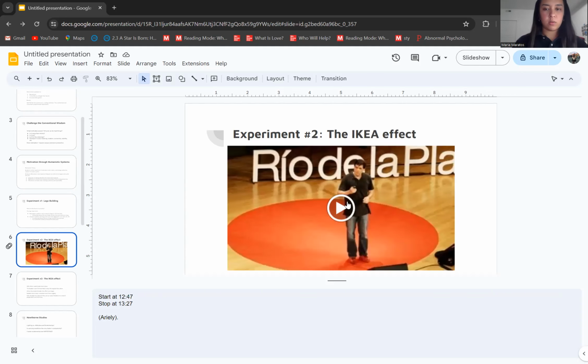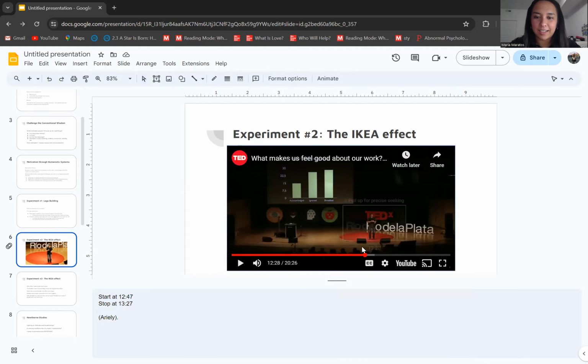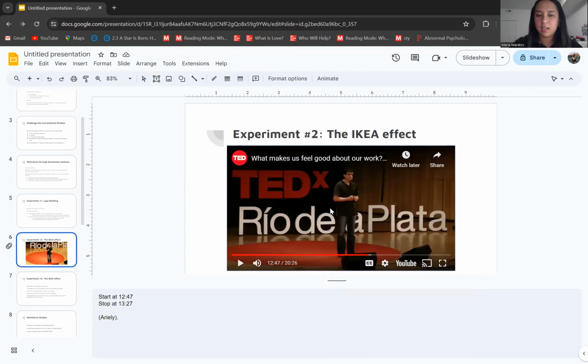And the other experiment went over the IKEA effect, and just an introduction to this. I know it's not gonna work. Okay. Just an introduction to what the IKEA effect is.